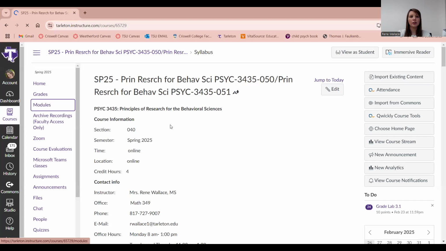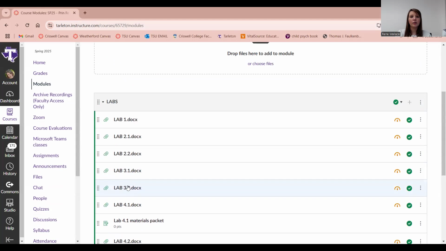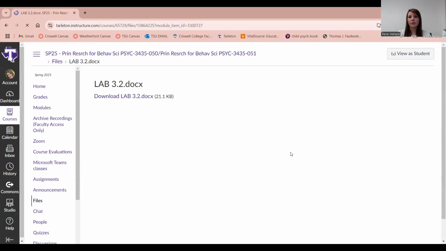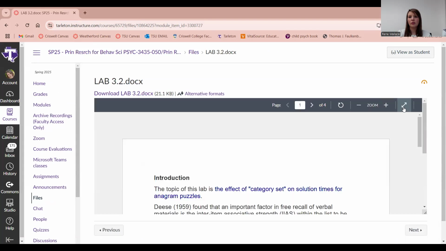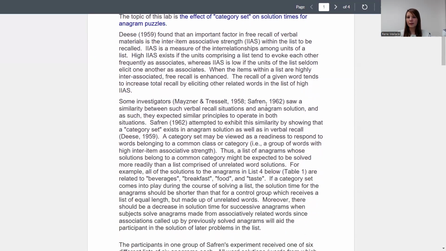So first, let's look at the module so you can remember what we're talking about. So lab 3.2 here. You can see this. All right, so we are looking at the effect of category set on solution times for anagram puzzles. So you had your 4 participants, you gave 2 of them a related word set, you gave 2 of them an unrelated word set, you recorded how many seconds it took each of them to solve that anagram, or at the end of 4 minutes, you told them what the answer was.